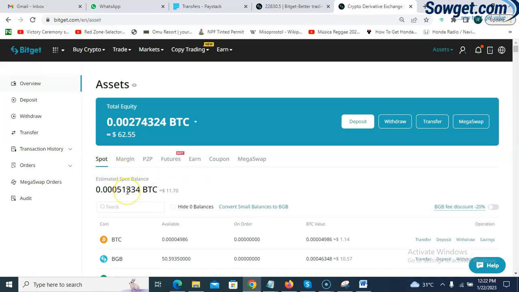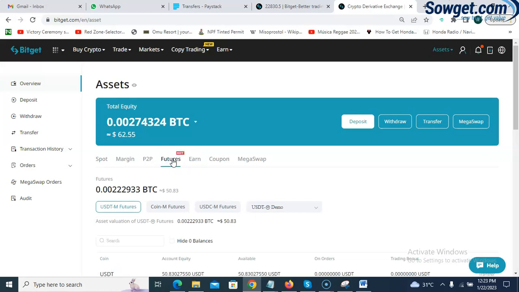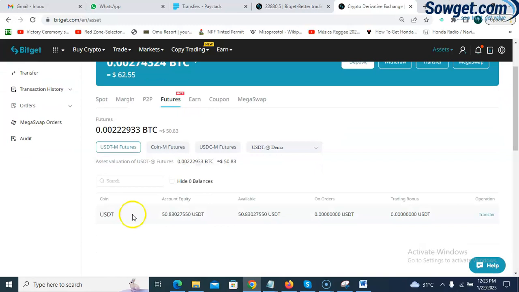If you want to start trading futures, any money or funds you have in your spot wallet, you need to transfer to your futures wallet, because Bitget has different wallets depending on the market you want to trade. So you just click on this transfer button here, and the funds in your spot wallet are transferred to your futures wallet. If I click on my futures wallet here now, you see I have $50 in my futures balance, which is 50 USDT. That is what we'll be using for the practical in this tutorial.